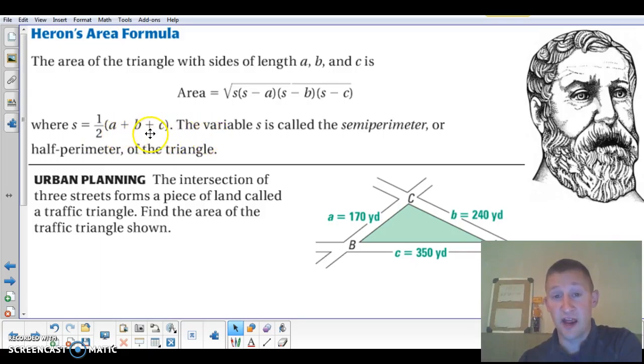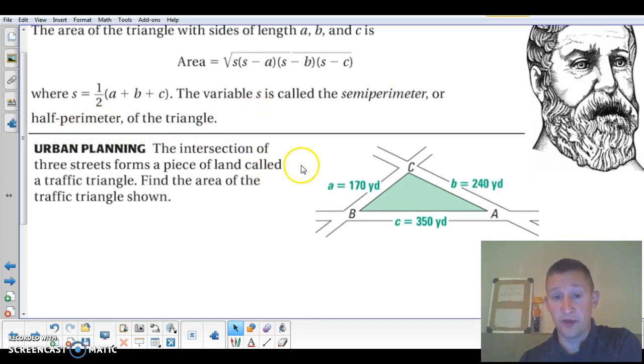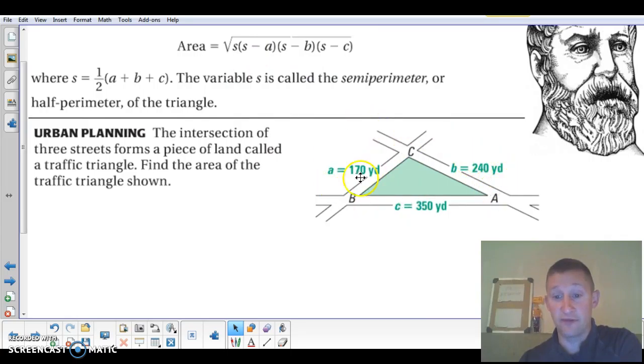So the sum of the sides, if you add up the sides of a triangle, gives you the perimeter of the triangle. So that variable S is called the semi-perimeter or half perimeter of the triangle. So as we use this formula to find the area of this traffic triangle in the diagram right here, the first thing that we need to do is find that semi-perimeter.